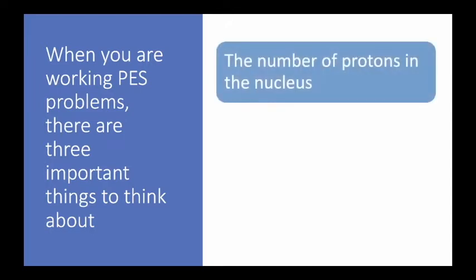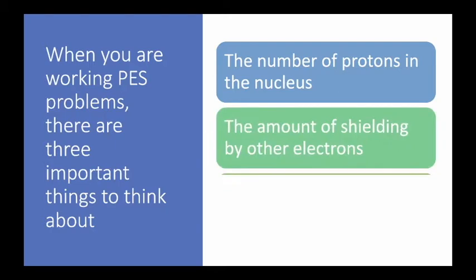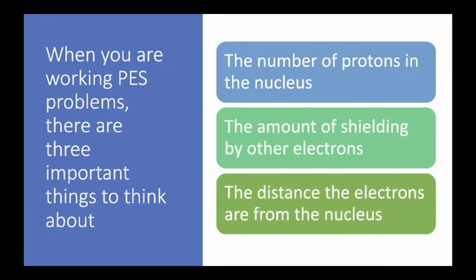When you're working with PES problems, there are three important things to think about. The first is the number of protons in the nucleus. The second is the amount of shielding that happens because of other electrons. And the third is the distance the electrons are from the nucleus.